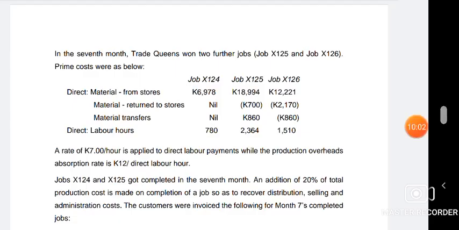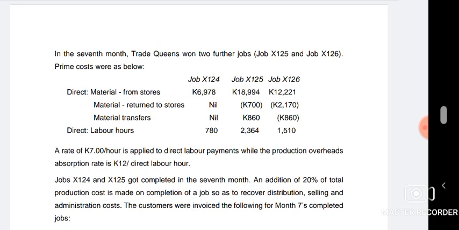Next, the question had asked us to now calculate the production costs for each job. So how do we get production costs? They've told us something in the question: the production overhead absorption rate is 12 kwacha per labor hour. So that production overhead rate of 12 kwacha, let's understand it. It is in reference to production cost. That's why they're even saying a production overhead.